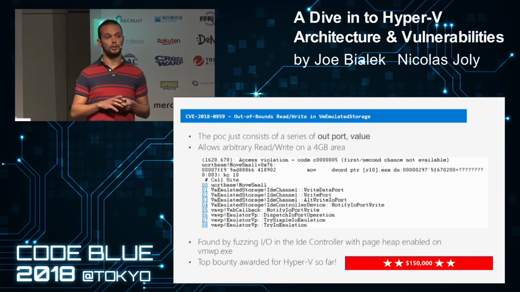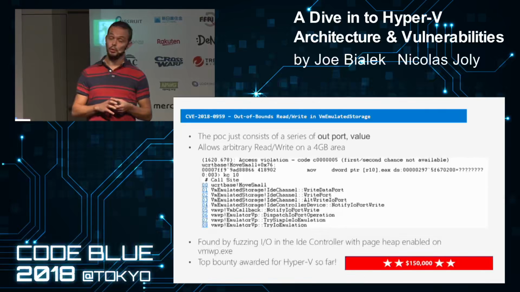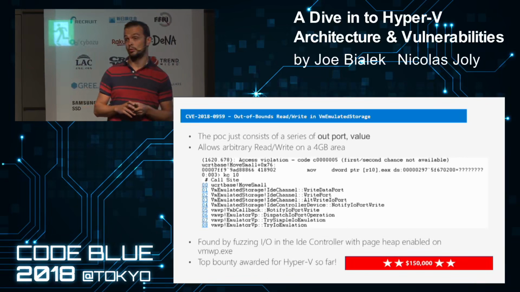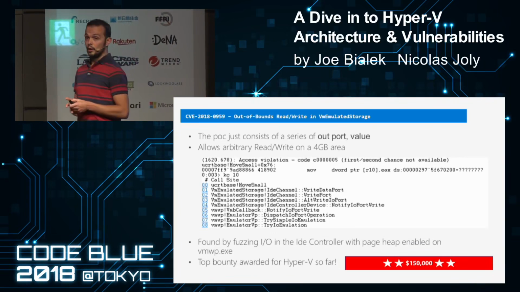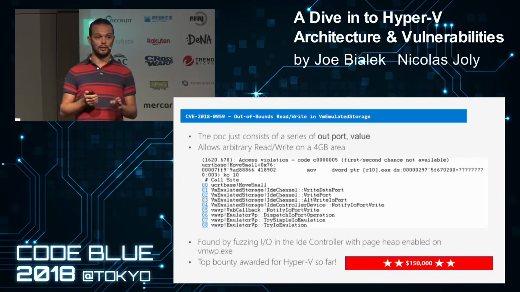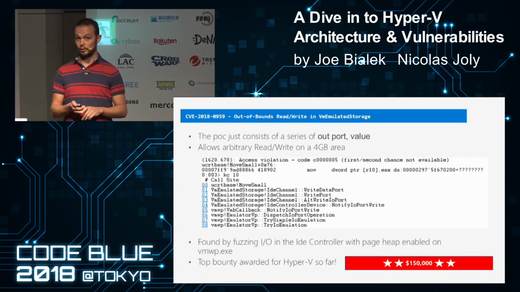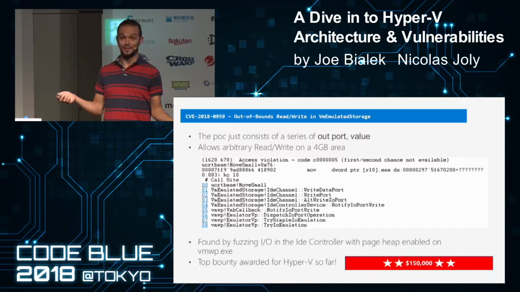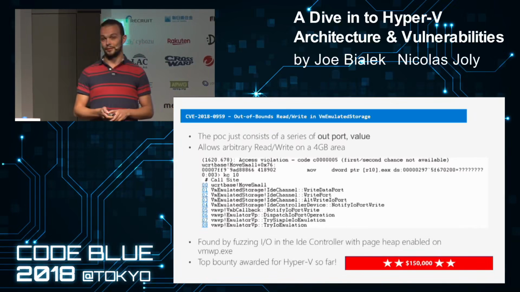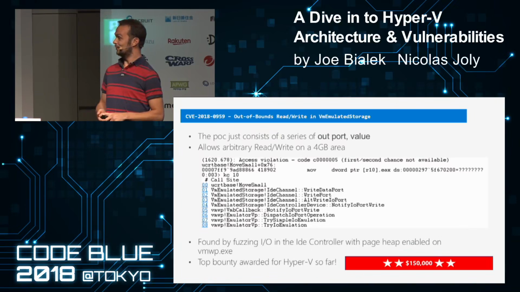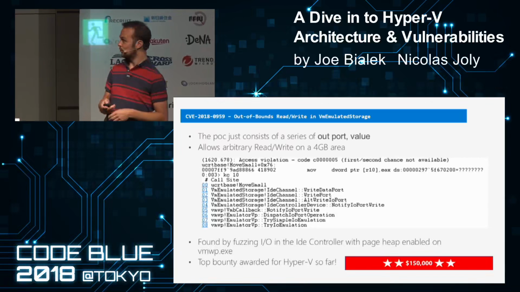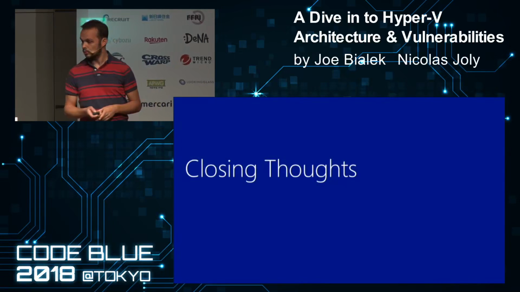So I'm glad to tell you that today, up to now, that's the highest bounty that we've paid, $150,000. This bug was trivial to find. It's just a sequence of out instructions. It's trivial. I hope we don't have that many bugs remaining. Anyway, we'll see. Joe, do you want to have some final words on this?